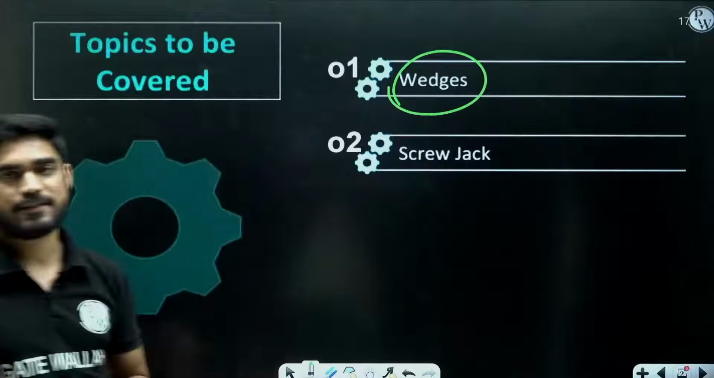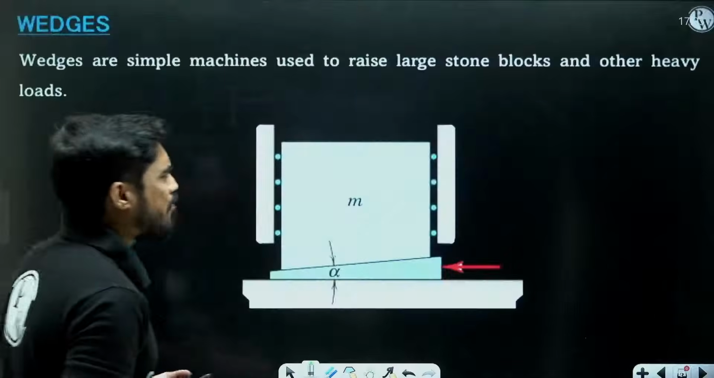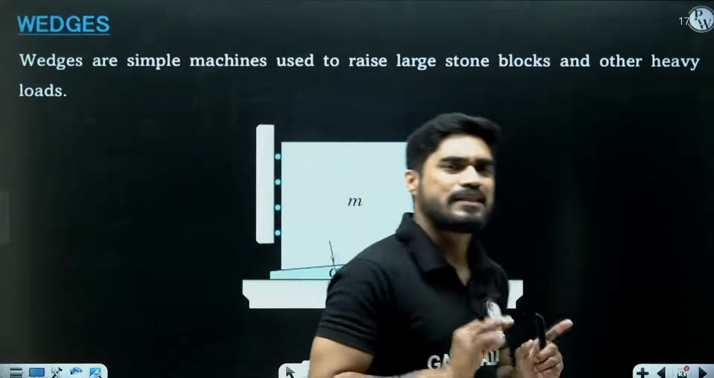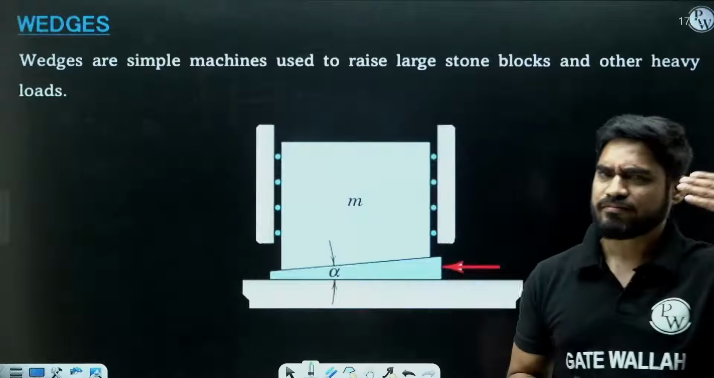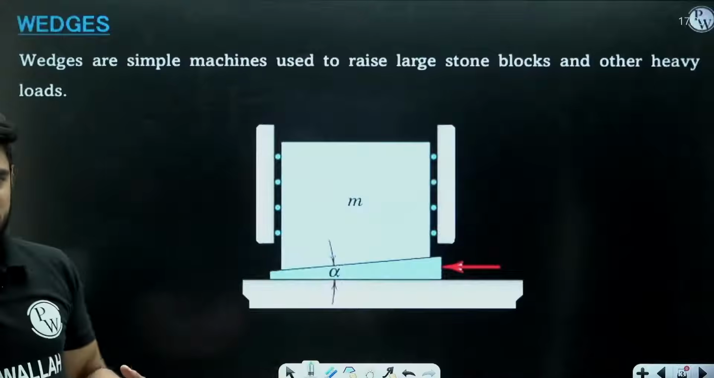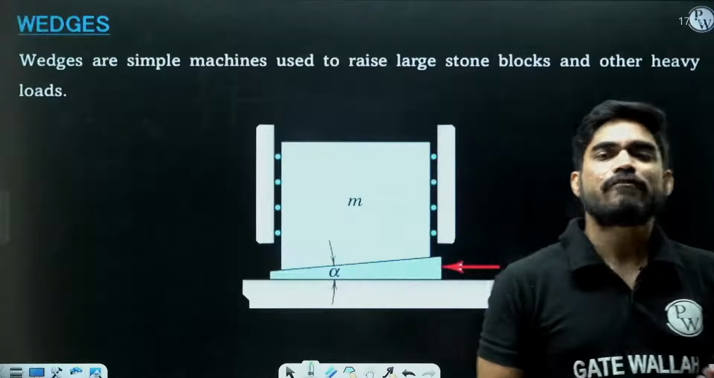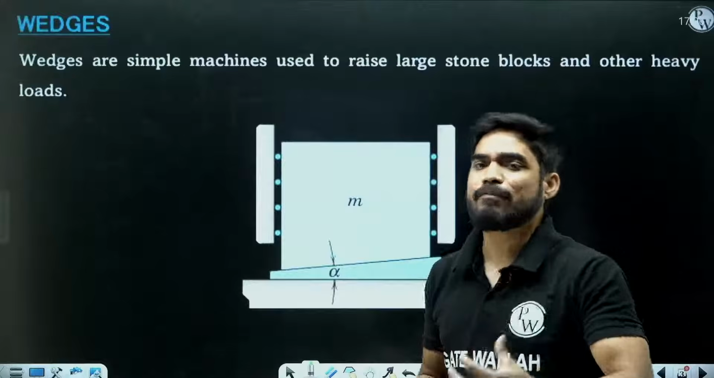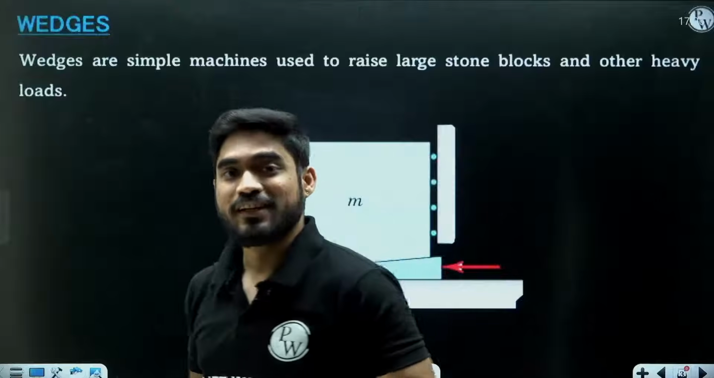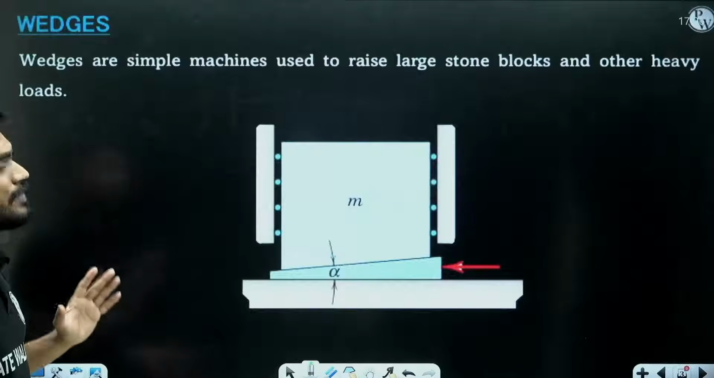Now what are wedges? Wedges are basically simple machines. Earlier, when we did not have sophisticated machines, in order to lift heavy weights, we developed some very basic types of mechanical machinery. And one of those machineries is wedges.